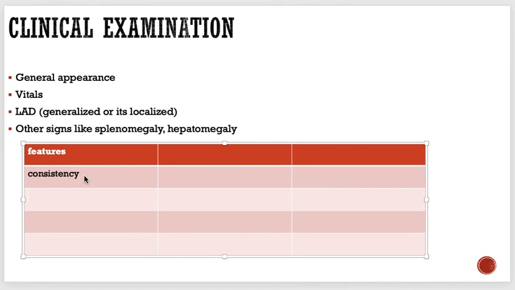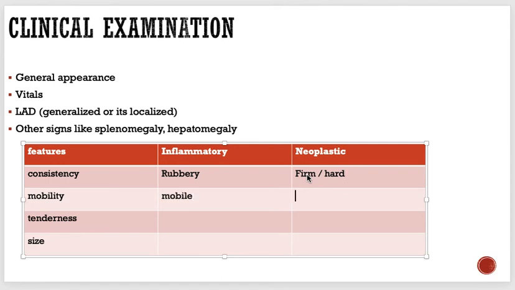You will check the mobility. You will check the tenderness, and you will check the size. So to differentiate whether it's inflammatory or neoplastic, more like a cancer: the consistency of inflammatory lumps is mostly rubbery, whereas the consistency of neoplastic is firm, or you can say they feel like hard masses. Mobility: they will be freely mobile, and here they will be fixed or immobile.